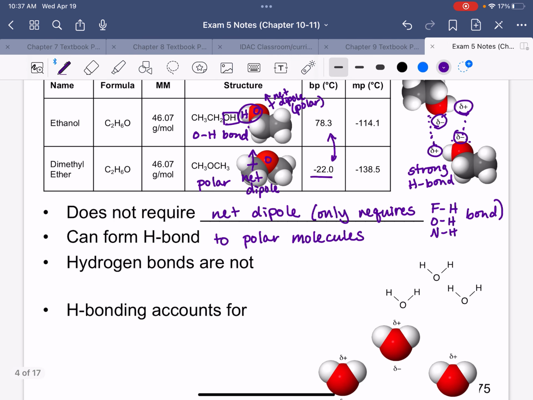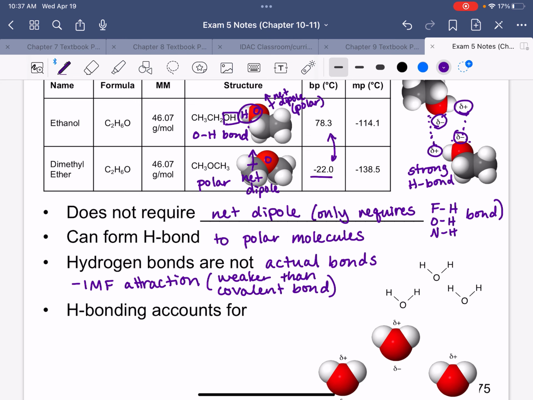The other thing that I've said a couple times is that hydrogen bonds are not actual bonds. There is no bond that happens between the atoms. It's just a very strong attraction. So it's an intermolecular force attraction, not a bond. And so it's much, much weaker than a covalent bond.